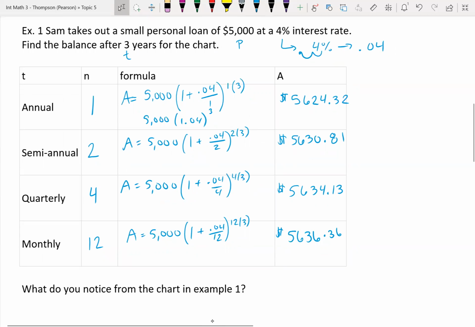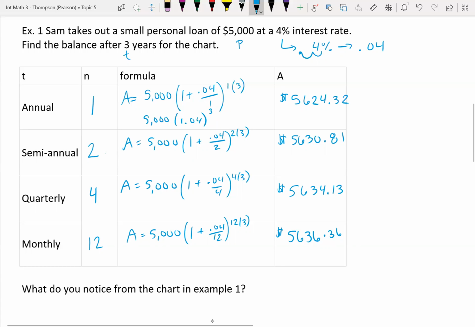All right, so I've got these values. Now, a question at the bottom says, what do you notice from the chart in example 1? So as the number of times that this compounds a year, as the number of times I apply interest each year increases, what happens to my total amount here? Well, let's see, from annual to semi-annual, I make about $6, and as I go up here, I make a little bit more, and as I go here, I make a little bit more. So the change isn't vast, but it is changing.